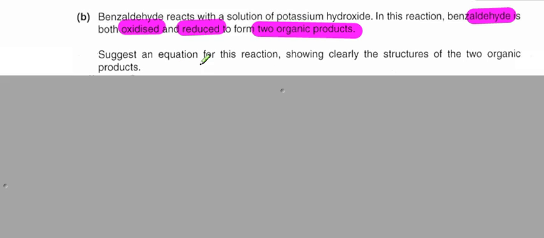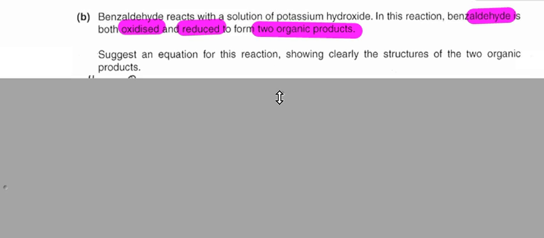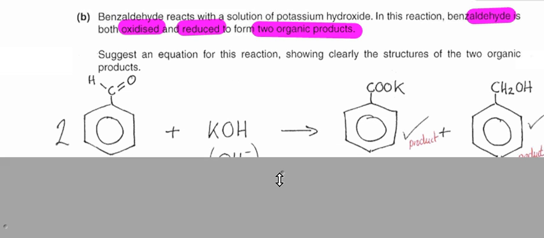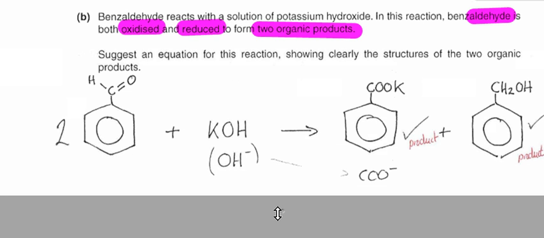Then it says suggest an equation for this reaction showing clearly the structures of the 2 organic products. So you're going to get marked for each of these 2 organic products, which you can draw. Then you need to think about trying to write the equation. If this was in your real exam, getting those 2 products down would be your main task. Then go on to think about the equation. So here again, it's pre-drawn out. Let's just take a look at the products first before we do anything else.